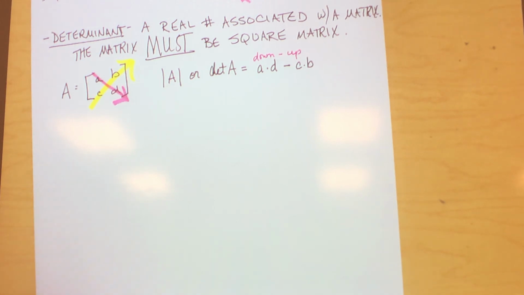All right, anybody got a question? Why is it not A and C? Why does it go like that? Because it just goes in a diagonal. The down diagonal minus the up diagonal. That's just the way you find it.